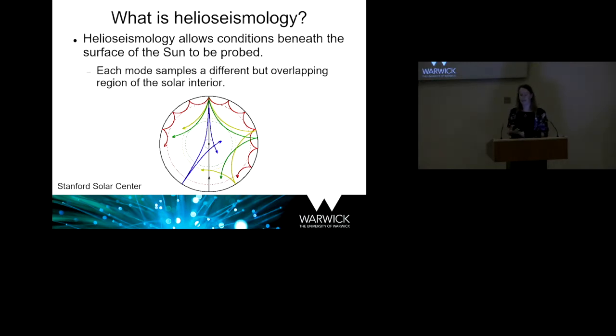At any one time, there are thousands of oscillations traveling through the interior of the Sun. These oscillations sample different but overlapping regions of the solar interior, and so by looking at their properties, like their frequencies, we can build up profiles, such as how the temperature varies with depth, the rotation rate in the solar interior. We can even learn about the composition of the solar interior.